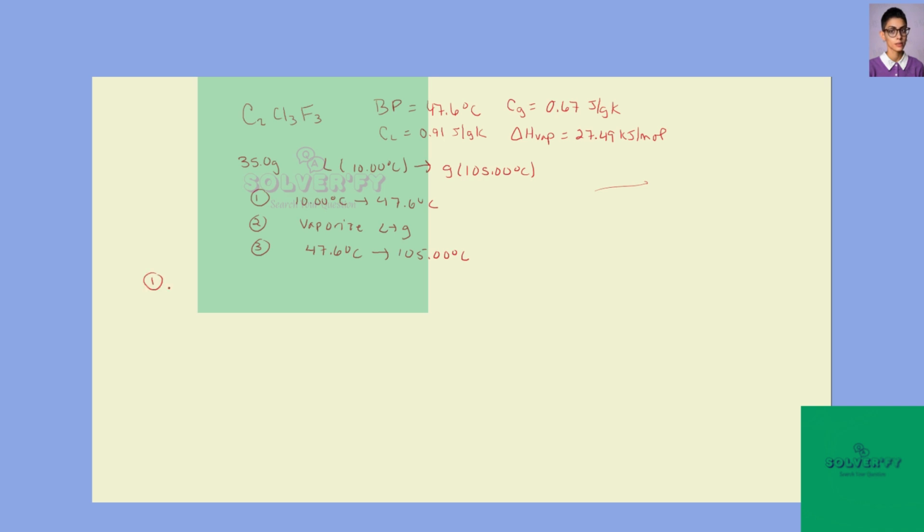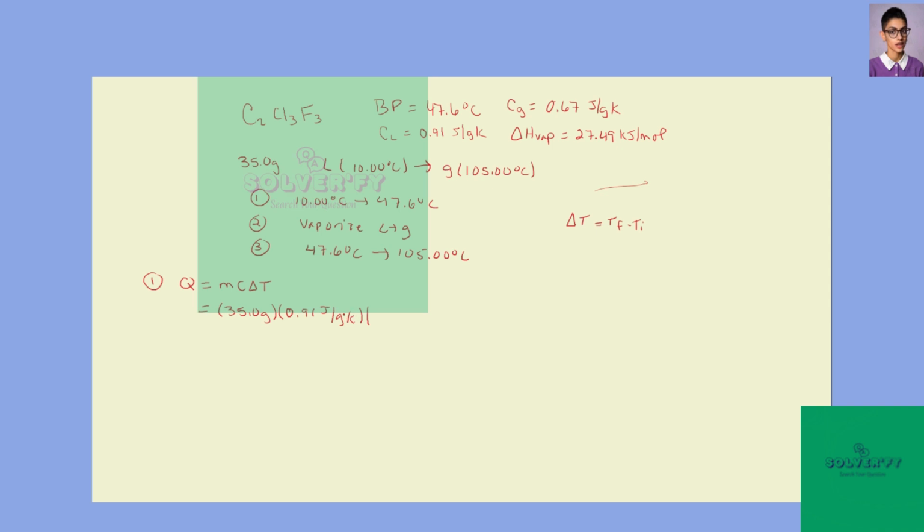So let's start with step 1. In step 1, again, we're warming it up. And so for that, the equation is Q equals mc delta T, where the mass is the 35 grams. The C is the C for the liquid, because right now we're at a liquid, so that's 0.91 joules per gram Kelvin. And then delta T is T final minus T initial.